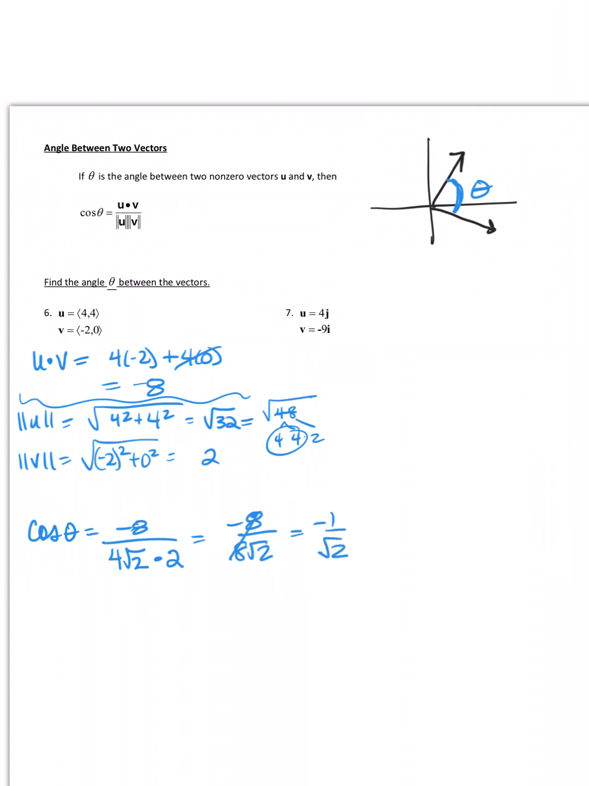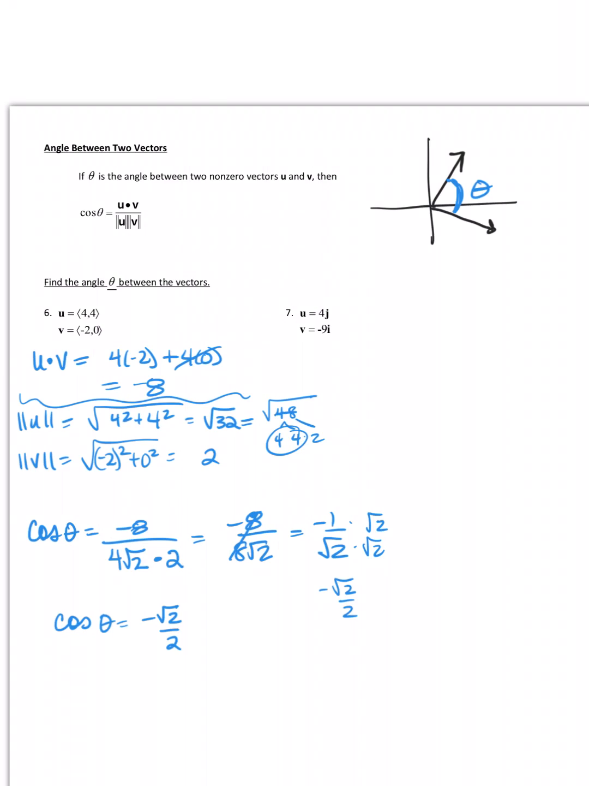So what do I have? All right, I have cosine of theta is negative 1 over the square root of 2. If I rationalize that, what do I get here? Well, I get negative square root of 2 over 2, don't I? So the cosine of theta is negative square root of 2 over 2.